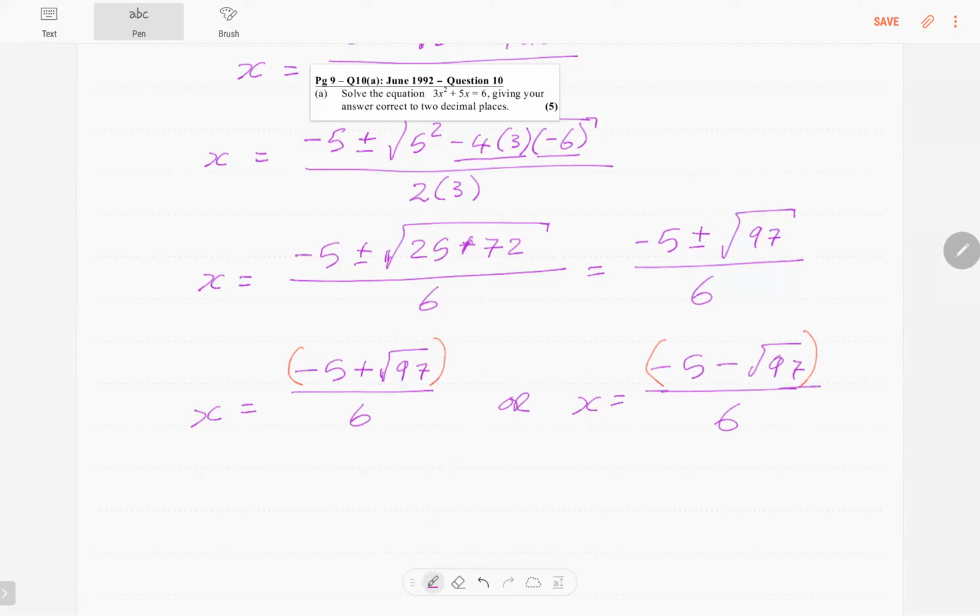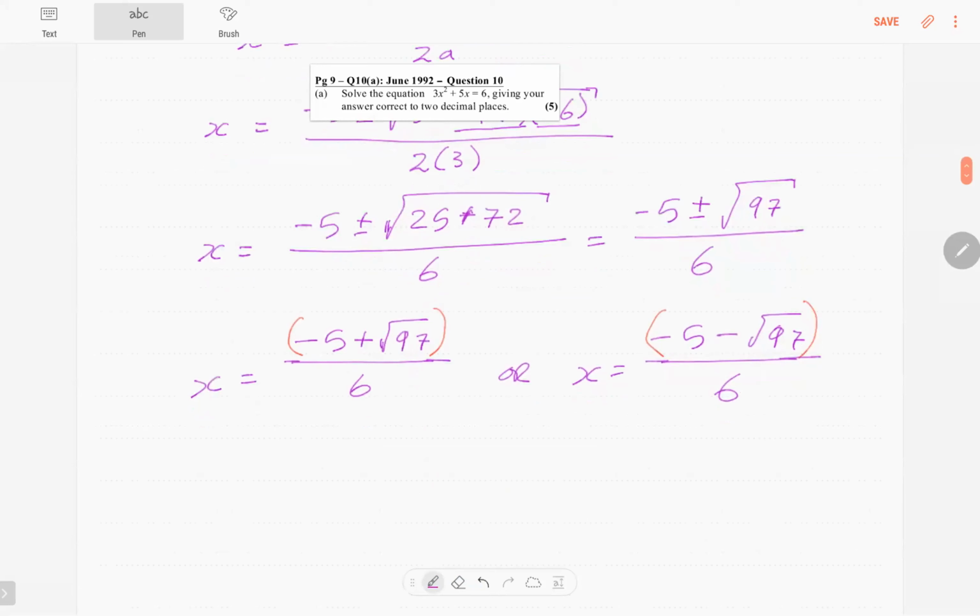Ensure that you work out the entire numerator before you divide by the 6, because the entire numerator is divided by the 6. So let me use my calculator and work it out now. I get -5 plus the square root of 97. I'm going to write what that is equal to. So x equals 4.84886, using that, divided by 6.